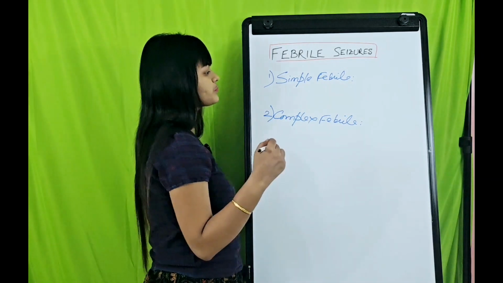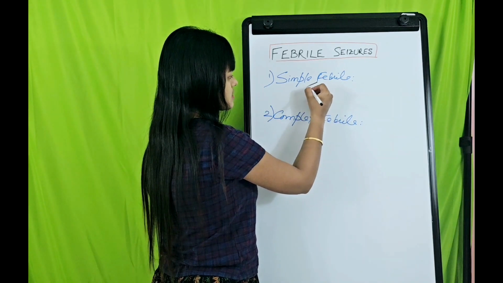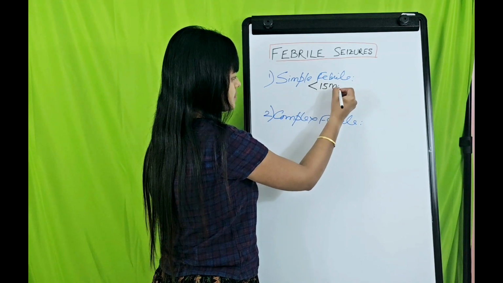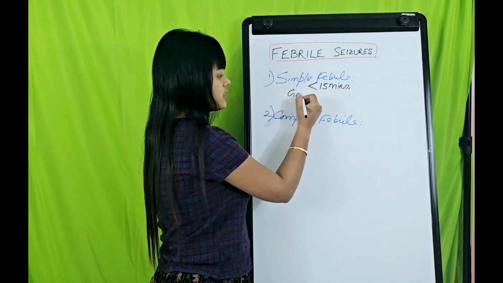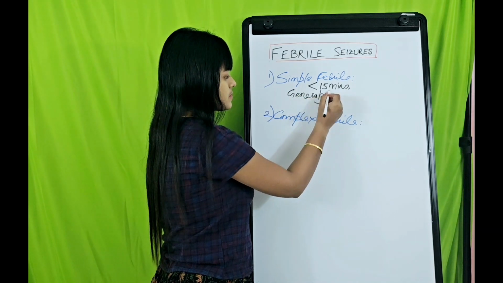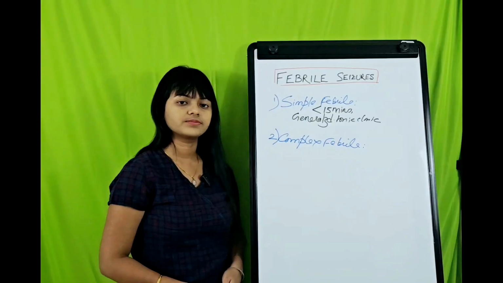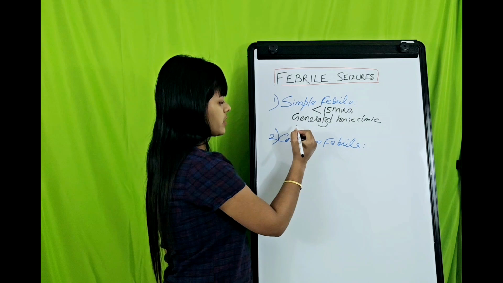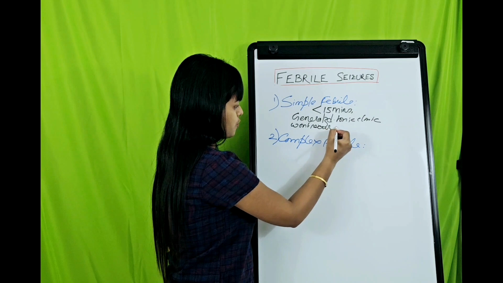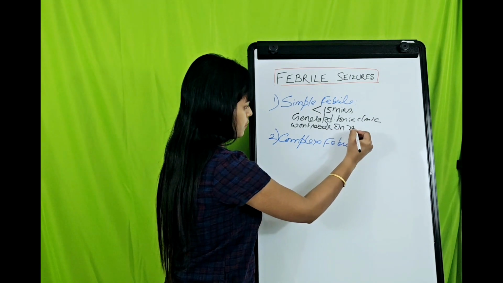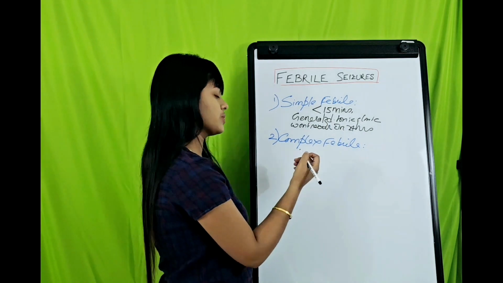So what is simple febrile? If the duration of convulsion is less than 15 minutes, if the type of convulsion is generalized, and more commonly it is tonic-clonic, okay, and it won't recur within 24 hours. Of course, it will be associated with fever, does not need to be mentioned, okay.